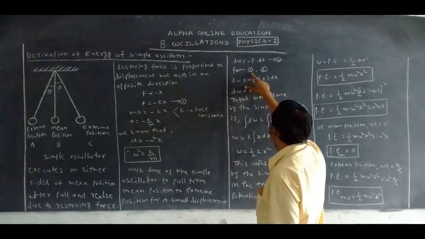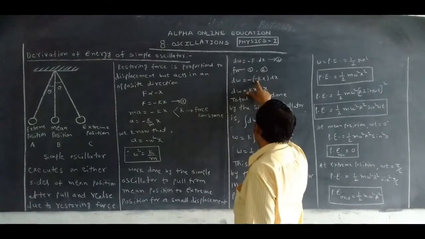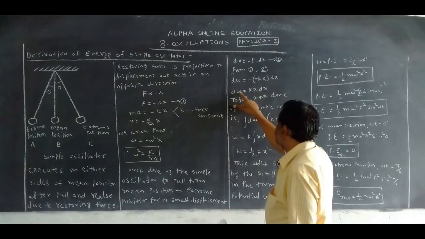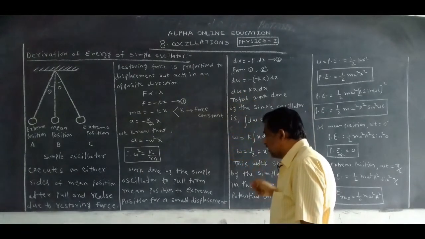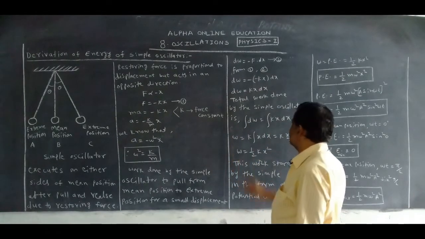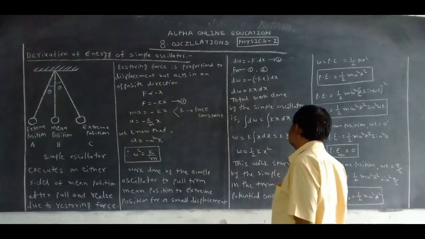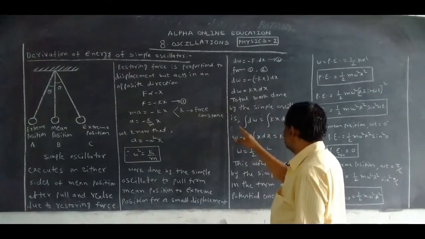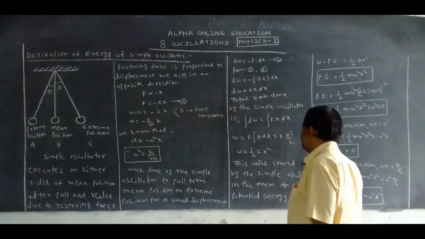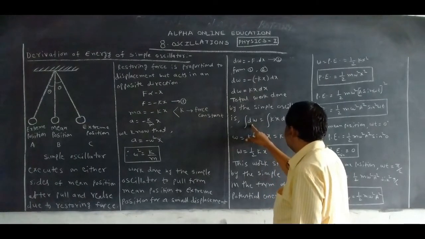Substitute from equations 1 and 2. From equation 1, in the place of F you write minus kx, minus into minus gives plus kx dx. This is a small work done by the simple oscillator to pull from mean position to extreme position. Total work done by the simple oscillator, we take integration. Integral dW is equal to integral kx dx. Integral dW is equal to how much?